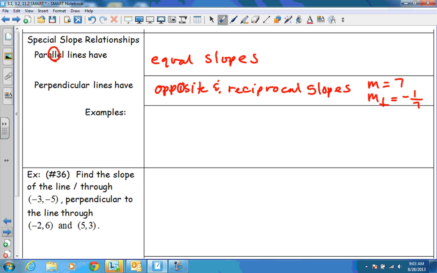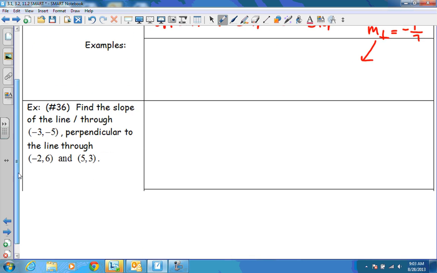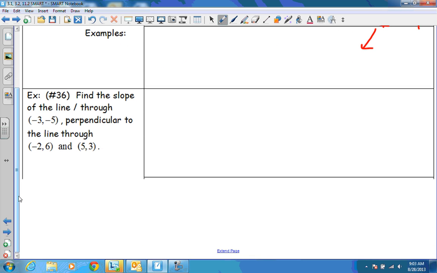All right. So, that's kind of what we were just doing in the example part, right? Okay. So let's look at this example. Find the slope of the line through -3, -5, perpendicular to the line through -2, 6, and 5, 3. They give us a lot of information. We need to go pick out what we are looking for, what we have, what we need. Okay? So what do we want?